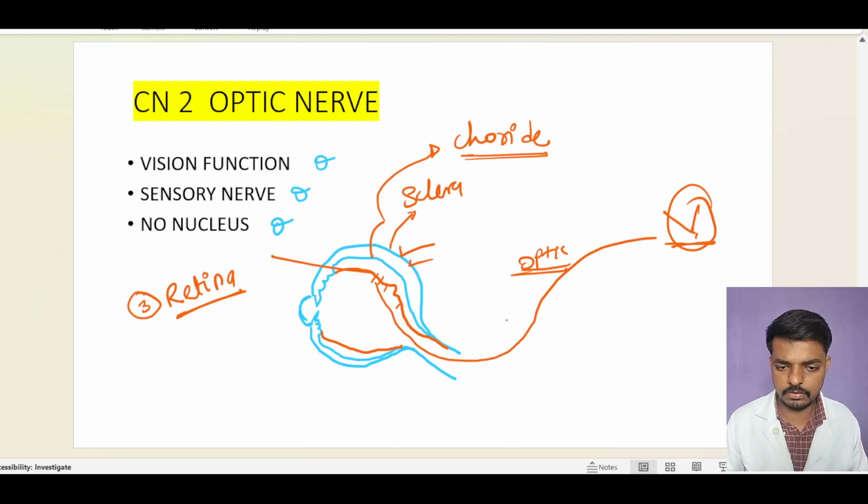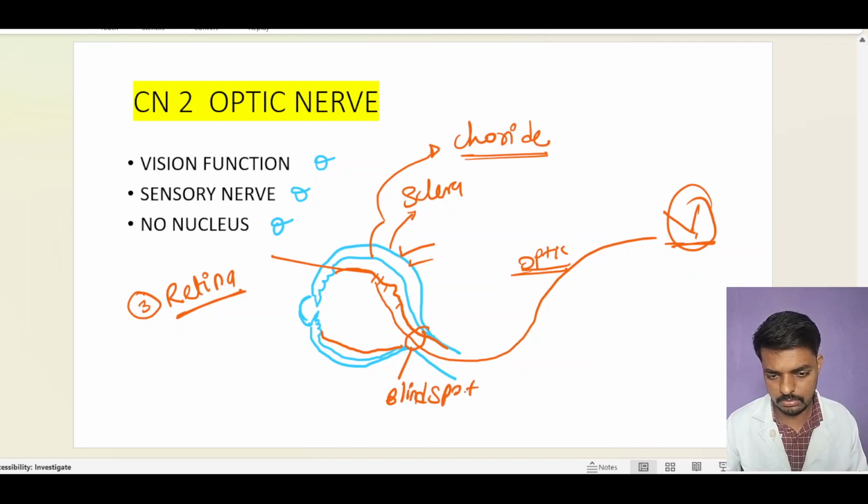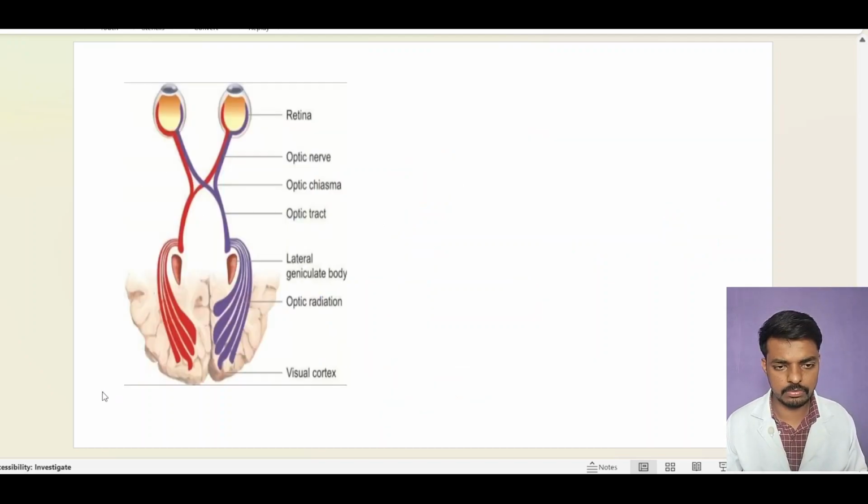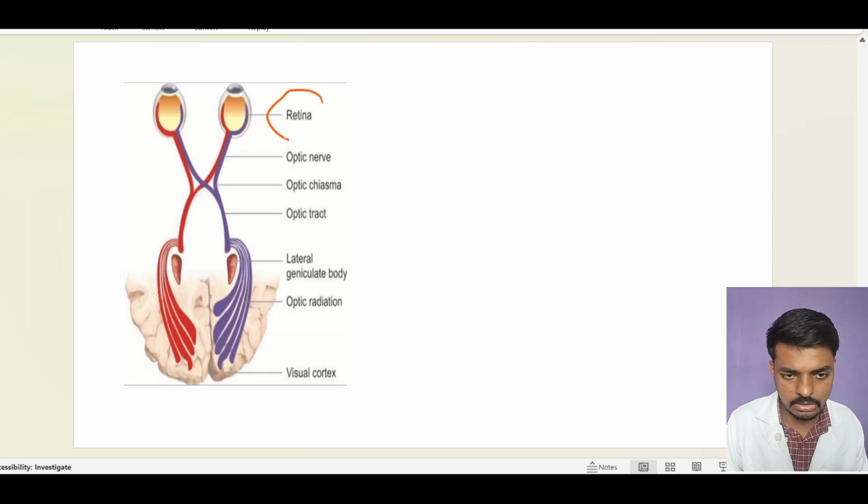Here comes our optic nerve, and the area where it comes inside is called the blind spot. Very importantly, we will see how our optic nerve is supplied. I told you already, here comes the innermost layer of our eye, the retina. From the retina, the optic nerve comes like this. The right optic nerve goes to the left side, and the left optic nerve goes to the right side. From here, both nerves are crossing.